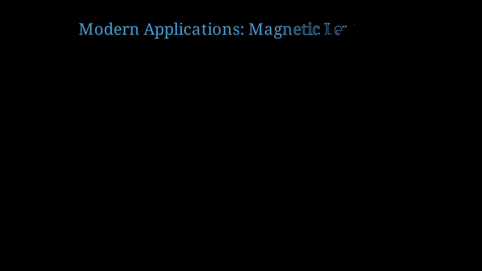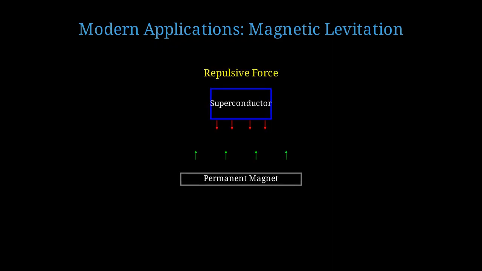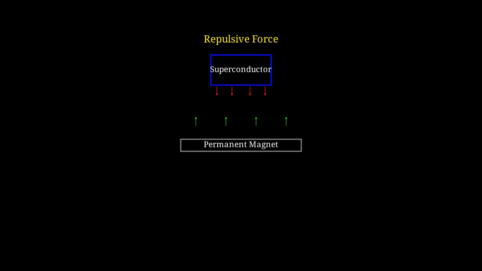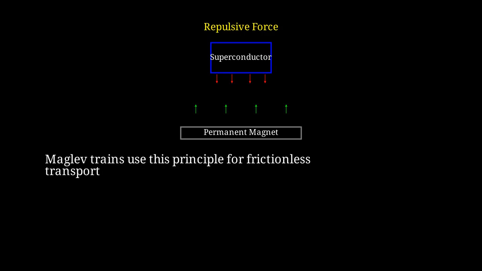The Meissner effect has spectacular practical applications, most famously magnetic levitation. A superconductor cooled below its critical temperature will levitate above a magnet. The magnetic field from the permanent magnet is expelled by the superconductor, creating a repulsive force that can support the weight of the superconductor. Maglev trains exploit this effect. Superconducting magnets on the train interact with guideway coils to produce both levitation and propulsion, enabling speeds over 600 kilometers per hour with minimal friction.